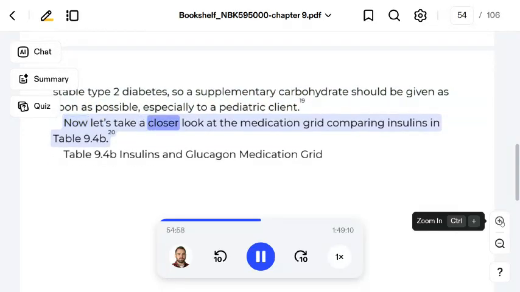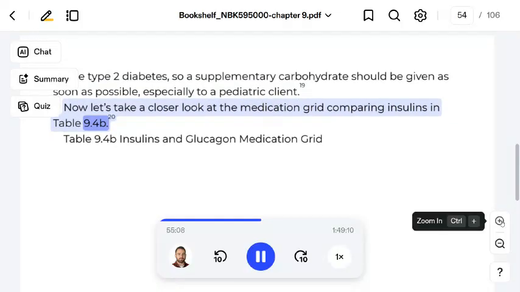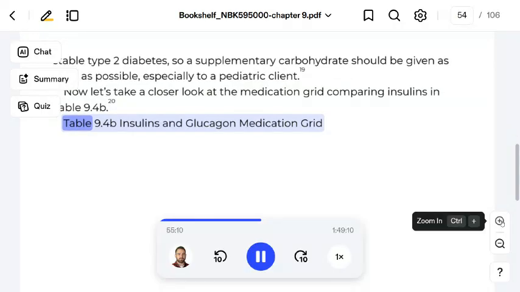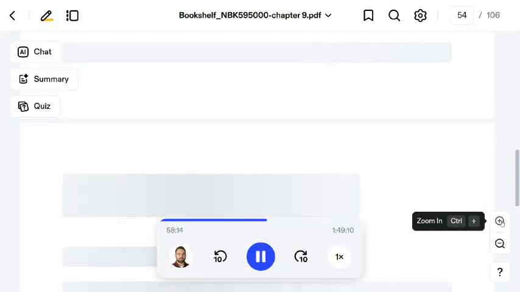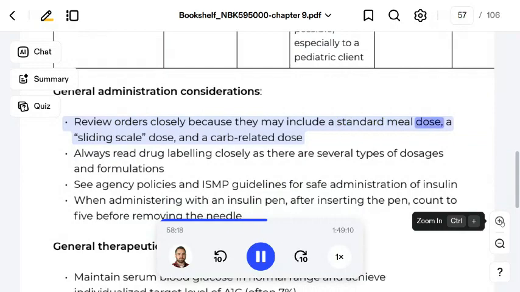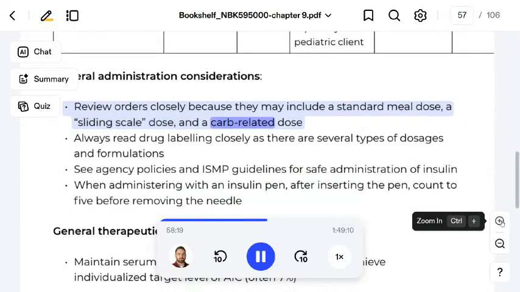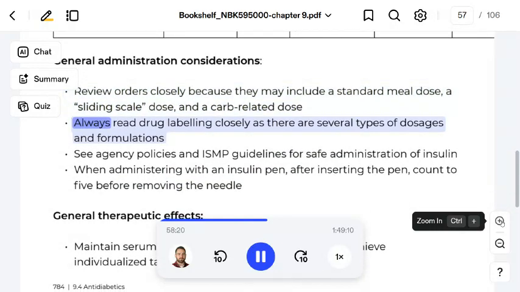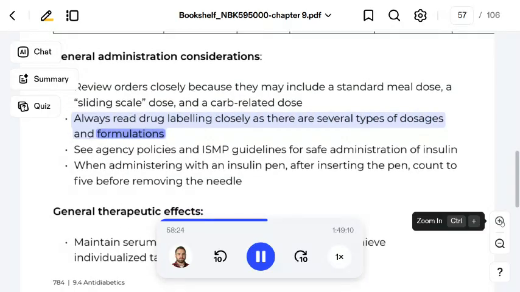Now let's take a closer look at the medication grid comparing insulins in Table 9.4. Table 9.4: insulins and glucagon medication grid. General administration considerations. Review orders closely because they may include a standard meal dose, a sliding scale dose, and a carb-related dose. Always read drug labeling closely as there are several types of dosages and formulations.